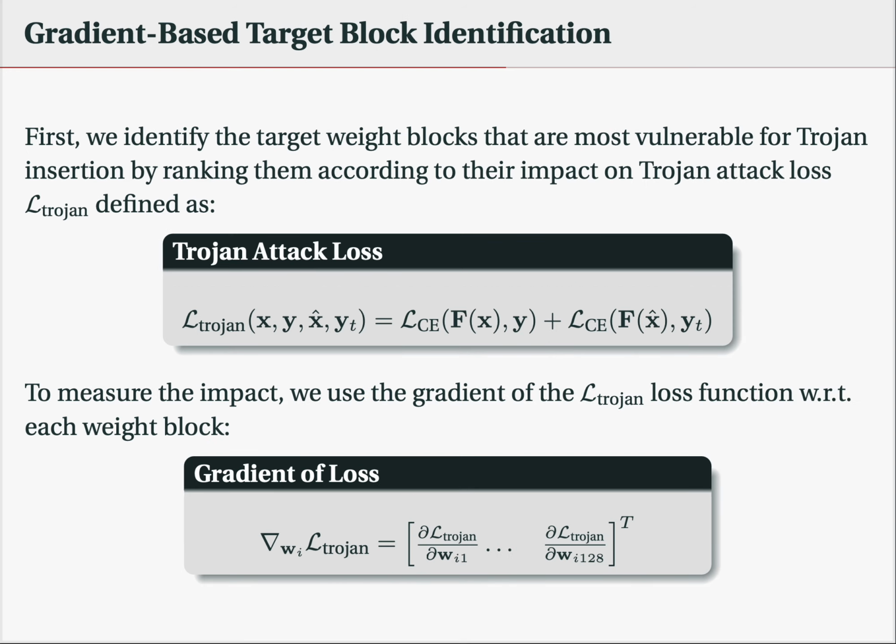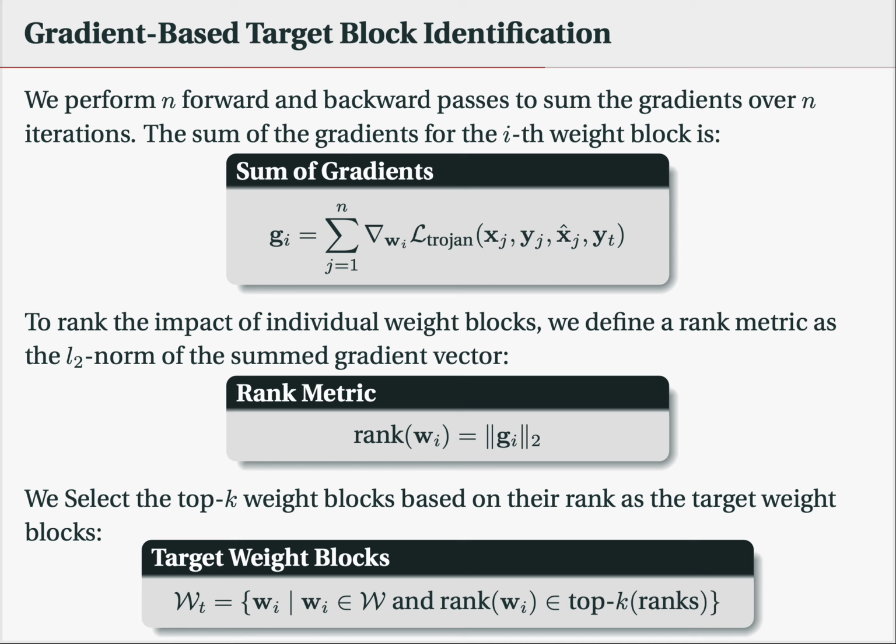Our first novel strategy is the gradient-based target block identification. Here, we identify the target weight blocks that are most vulnerable for Trojan insertion by ranking them according to their impact on Trojan attack loss. To measure the impact, we use the gradient of the loss with respect to each weight block. And then we sum the gradients of each weight block for n iterations. To rank the impact of individual weight blocks, we define a rank metric as the L2 norm of the summed gradient vector. Then we select the top k weight blocks based on their rank as the target weight blocks.